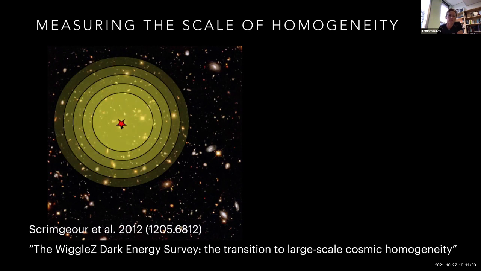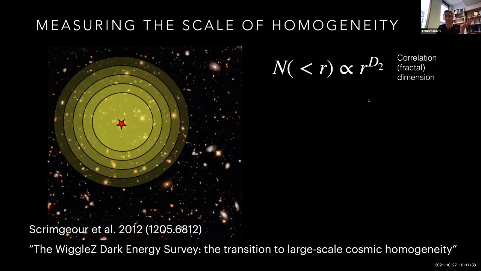So what we did was the very simple measurement of counting galaxies in spheres, basically. You pick a point, starting on a galaxy in the middle, and count how many neighbors it has, and you take bigger and bigger spheres. If things are homogeneous, the number of galaxies within that sphere should go up with the volume, so in proportion to the radius cubed. D2 is called the correlation dimension or the fractal dimension. If D2 is equal to 3, that means you're in a homogeneous universe on average.